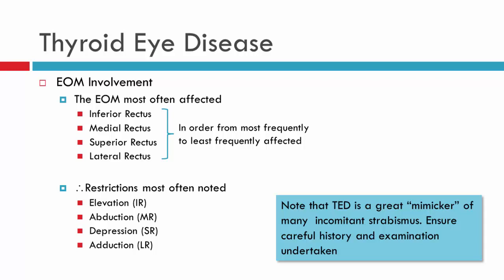Now, it's noteworthy that a bit like myasthenia gravis, thyroid eye disease can be a great mimicker of various incomitant strabismus. So it is important that you take a careful history so that you can diagnose your patient appropriately.